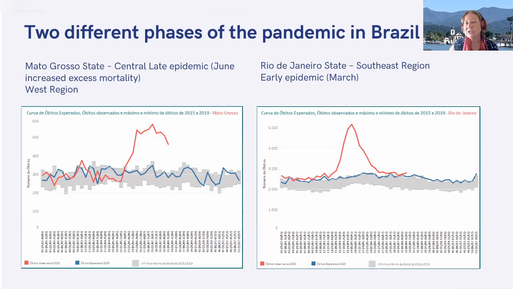On the right, you see Rio de Janeiro state, with an early epidemic, because the epidemic starts in big cities in the southeast region, like Rio. So you see mortality surveillance increasing rapidly in the middle of March, peaking in the beginning of June. It may not be so clear here, but at the end of this time series the excess mortality is starting to increase again because the mortality is peaking again. So we are following this state closely, and other states as well. Next, please.